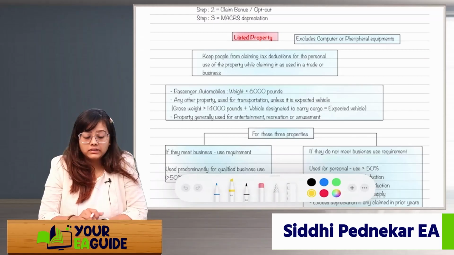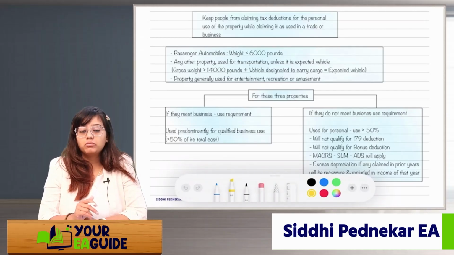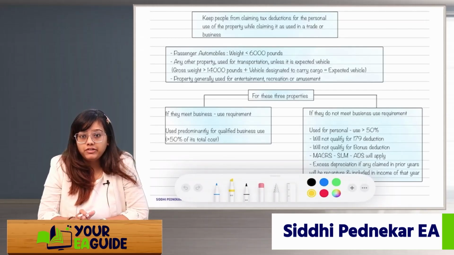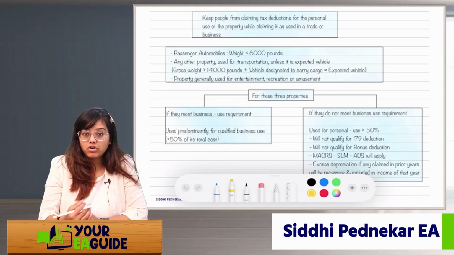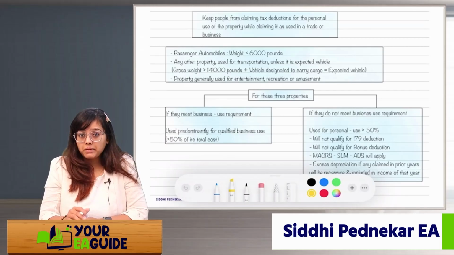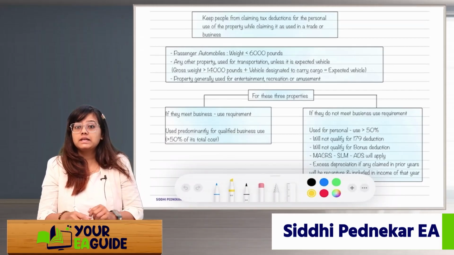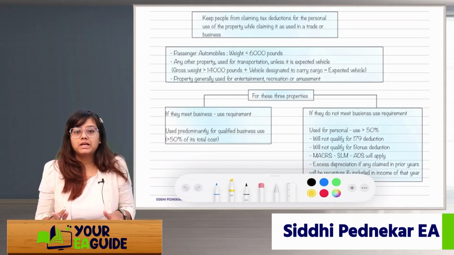Okay, let's see what will be there in the listed property. First is passenger automobiles having a weight of less than 6,000 pounds. Okay, first see whether it's a high weight vehicle or low weight. If the vehicle's weight is up to 6,000 pounds, then it will be called a passenger automobile, which is eligible as a listed property. Any other property used for transportation, unless it is an excepted vehicle. If it's excepted, then it will not be considered.